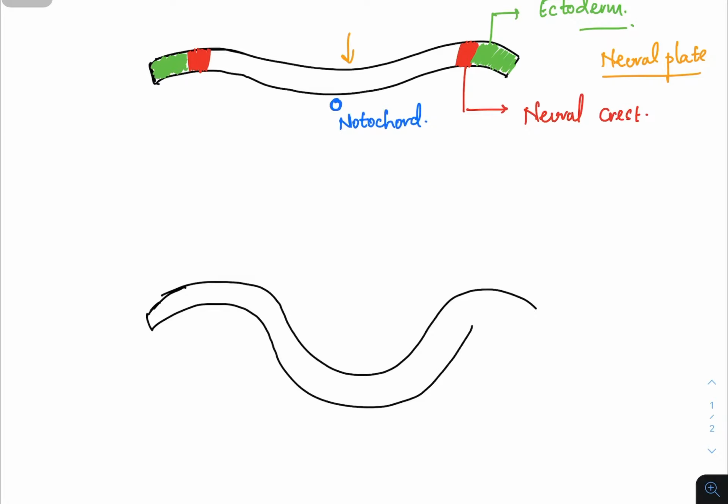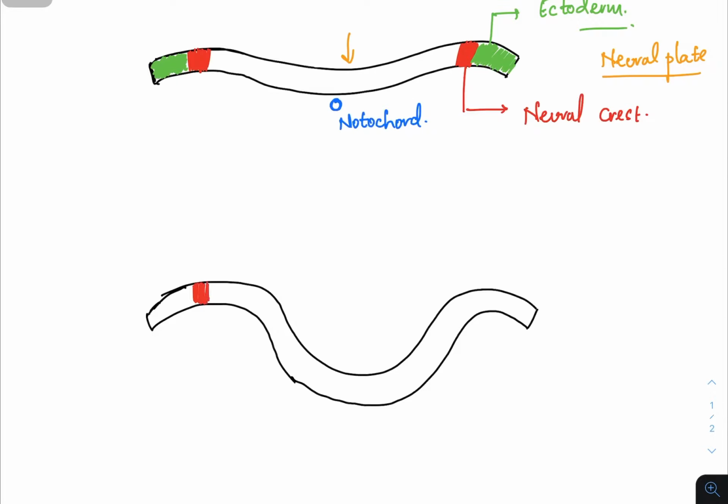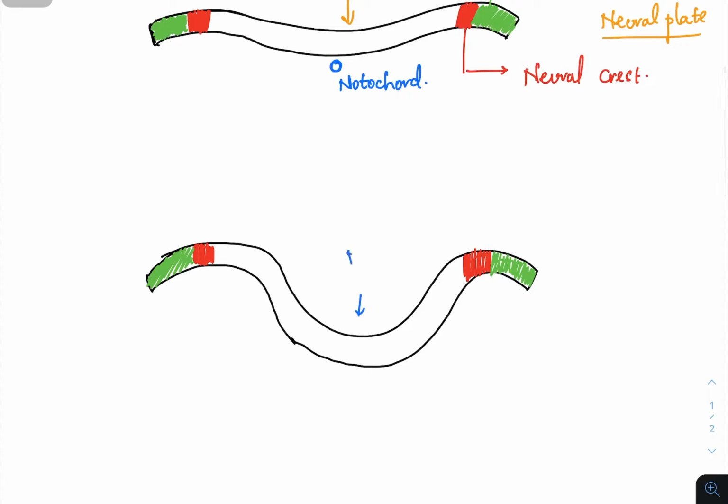So this entire thing is again your neural plate. As I already told you, the neural plate has this part here, which is called the neural crest, and the remaining part is called your ectoderm. This entire thing is your ectoderm. And this depression in the center here, you call it the neural fold.